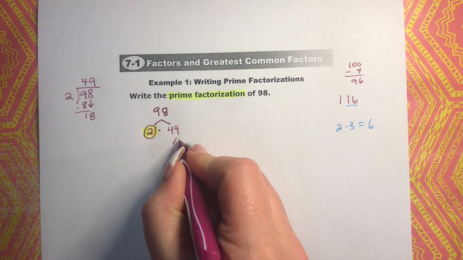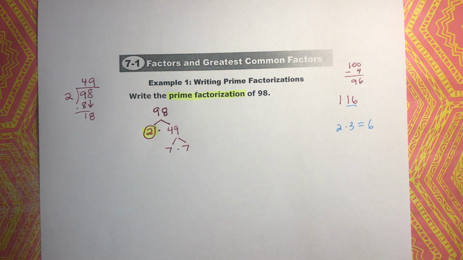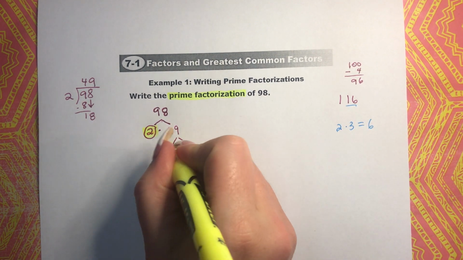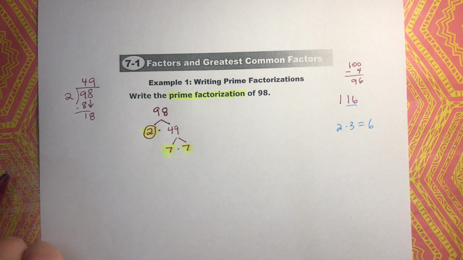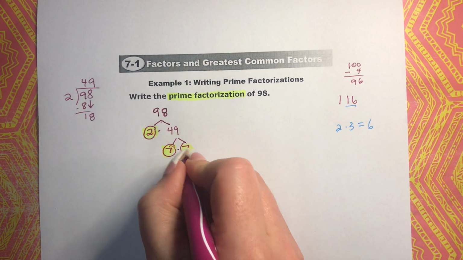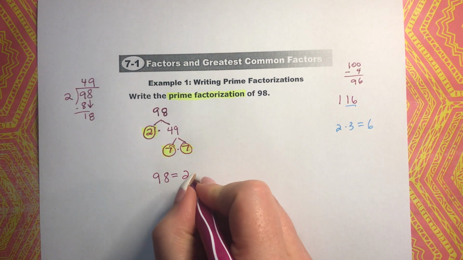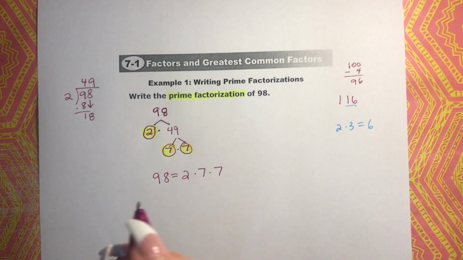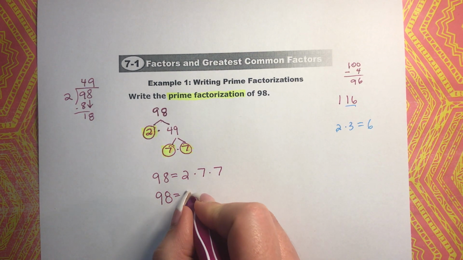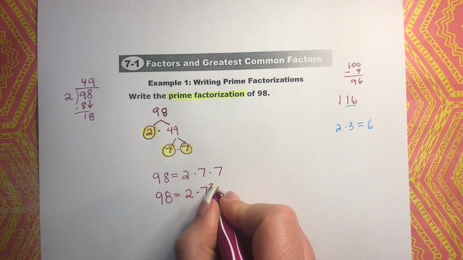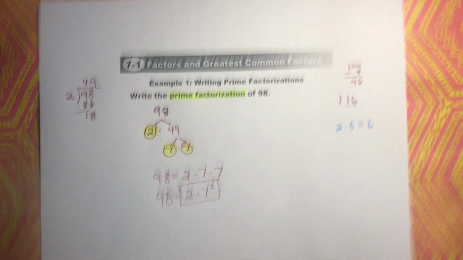49 is the same thing as 7 times 7, and what do I know about that 7? That is a prime number, and this 7 is a prime number. Those can't be broken down any further. So there I have it. 98 is the same thing as 2 times 7 times 7, or how I would write this would be 98 is the same thing as 2 times 7 squared. That is our answer.